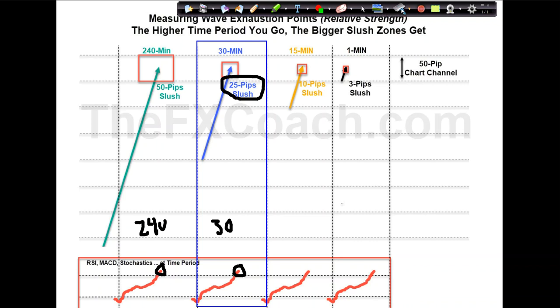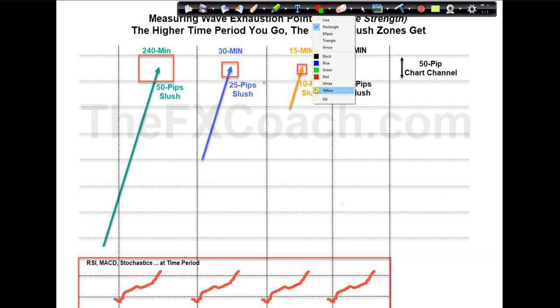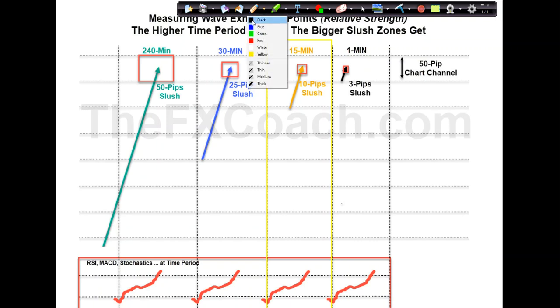If I drop down to a 15-minute chart, sorry, I don't have gold. I only have yellow, and it doesn't show up very well. When I drop down to that 15-minute chart, guess what? Same thing. The MACD, the RSI, stochastic, it's all going to read the same. That's why these all look exactly the same, because at each time period they look exactly the same. It's a relative indicator. Relatively speaking, this is the top of your 5-minute or your 15-minute wave. And guess what? Smaller chart, much tighter box of slush, maybe 10 pips of slush.